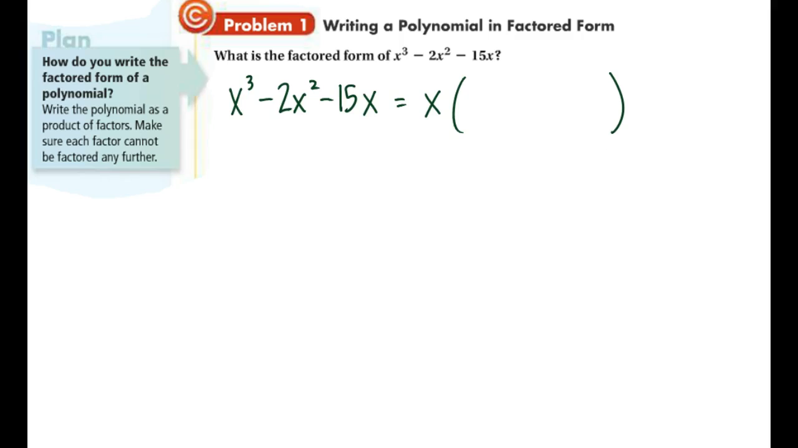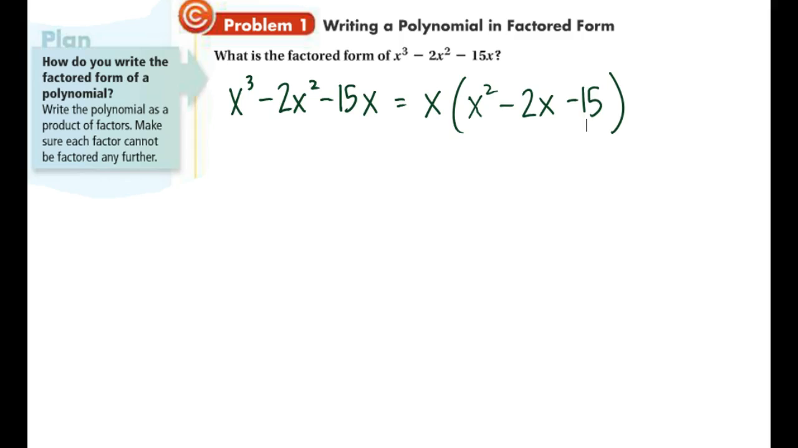Remember, when you're factoring out a GCF, you're essentially just dividing each of the terms by that GCF. So you're thinking to yourself, what do you have to multiply x by to get x to the third? Well, that's x squared. What do you have to multiply x by to get -2x squared? That would be -2x. And what do you have to multiply x by to get -15x? That would be -15.